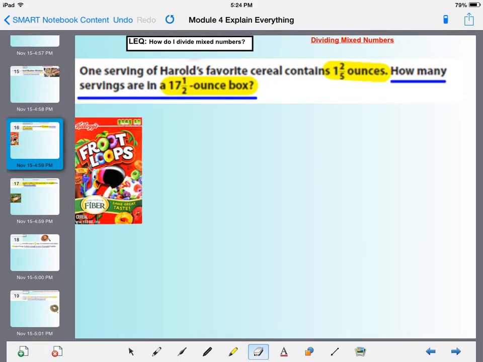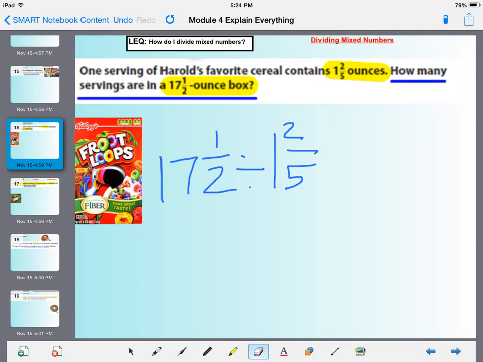Let's look at another real-world problem involving dividing mixed numbers. This one says 1 serving of Harold's favorite cereal contains 1 2/5 ounces. How many servings are in a 17½ ounce box? So what we really want to know is how many 1 2/5 ounces are in a 17½ ounce box. So because that's what it's asking us, the 17½ is the dividend, that's the total. We're going to divide that by 1 2/5, and this is a mixed number divided by a mixed number.